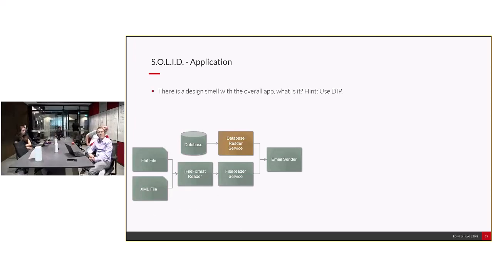Now, what's the application for this, right? Now, here's a design smell with the overall app, right? What is it? Use DIP. The database reader can only access that one database. There's no ability to have an interface to swap out that database with another type of database. You mean like a SQL versus a Mongo? Yep, or even another type altogether, yeah.